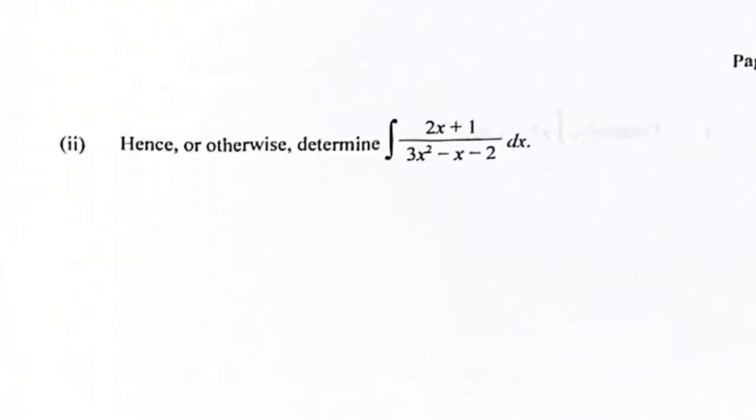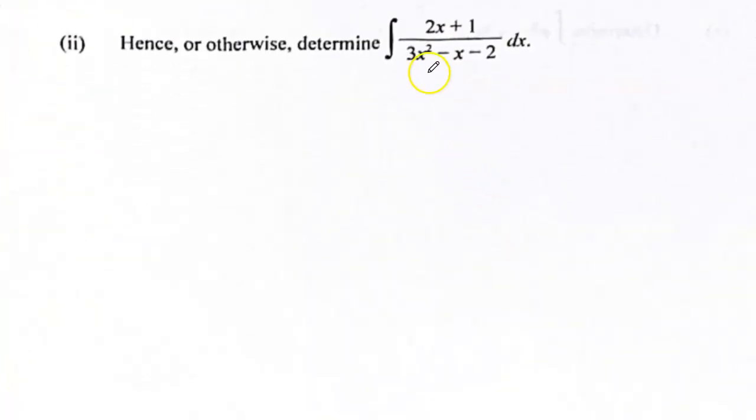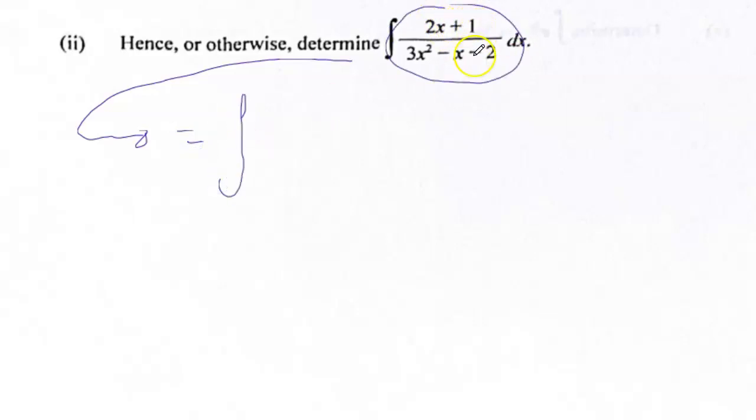Let's continue. Hence or otherwise determine the integral of 2x plus 1 over 3x squared minus x minus 2. So we have just shown that 2x plus 1 over this is equal to 3/5 over x minus 1 plus 1/5 over 3x plus 2.